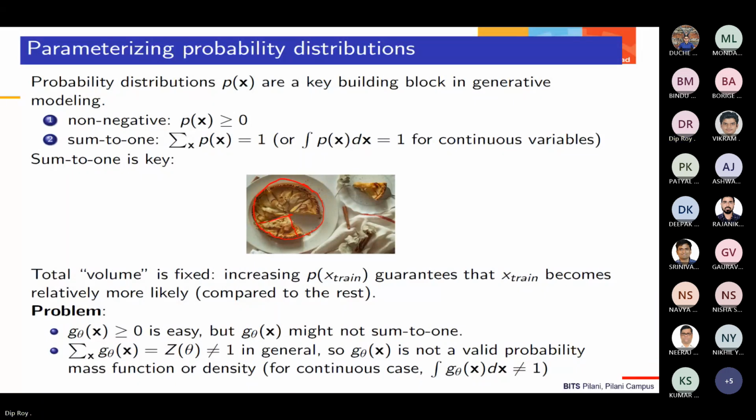All right. Now, as we have said, this is an easy problem to solve, but your g theta x might not sum up to 1. If your summation over all x of g theta x is equal to z theta, as we'll denote it going forward, it is not equal to 1 in general. So this particular function is not a probability mass function or a probability density function. That is the whole problem.